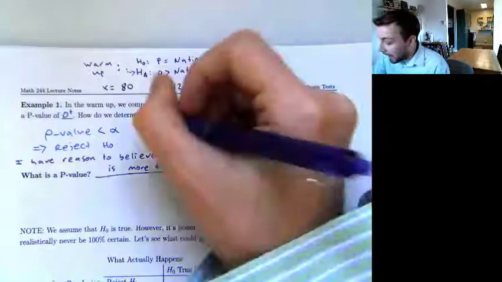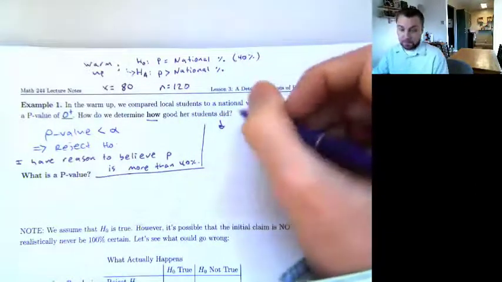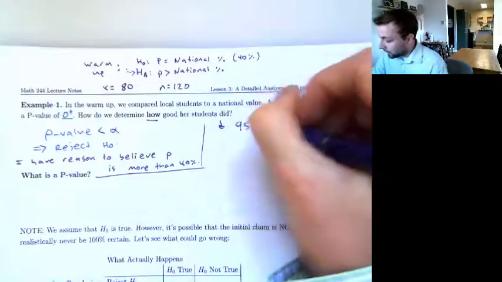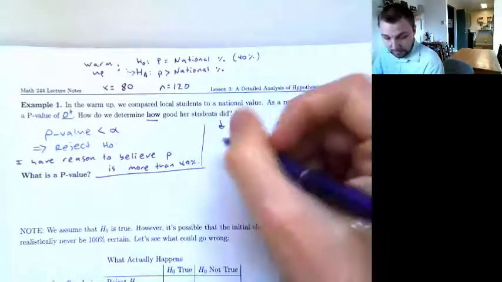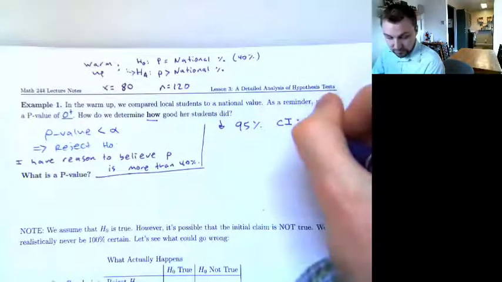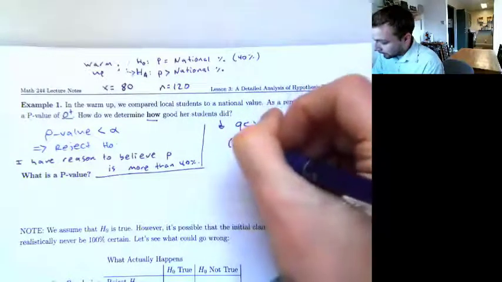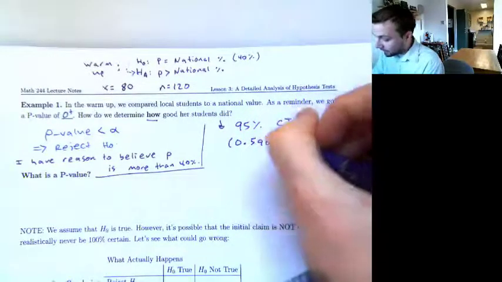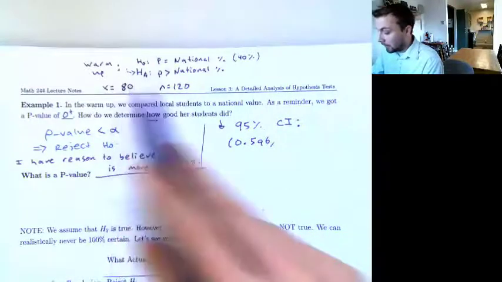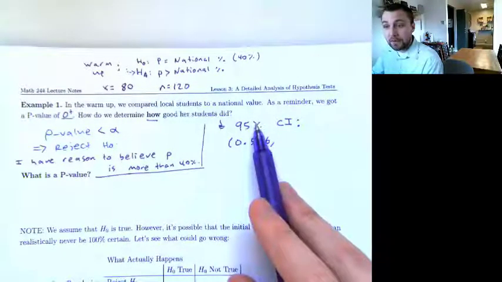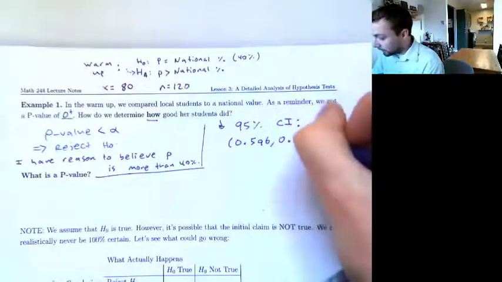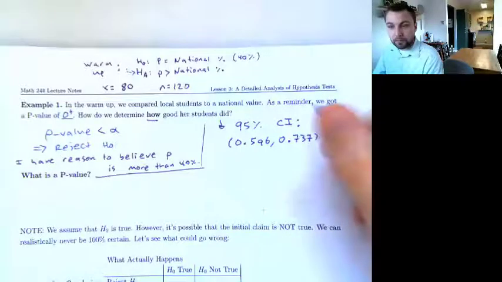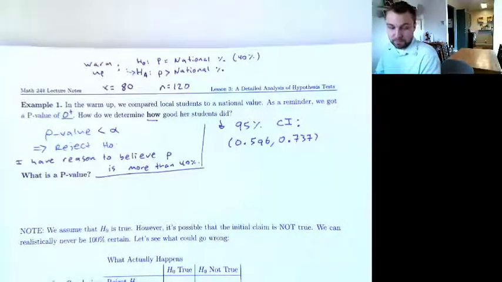If I want to know how good they did, this becomes a question for a confidence interval. So I'm going to create a 95% confidence interval. I'm just going to skip straight to the answer. I got a low value of 59.6 using 80 and 120 and a critical value of 1.96. And I got a high value of 73.7. I strongly recommend going through this process to verify these numbers.